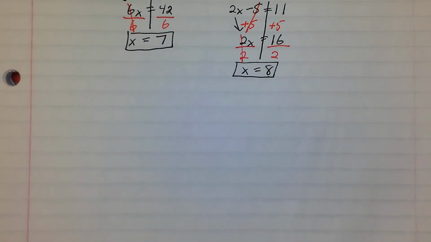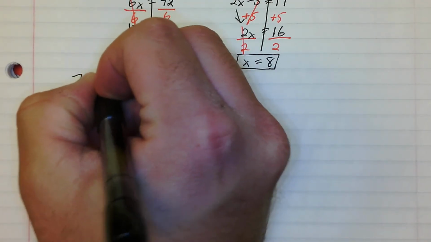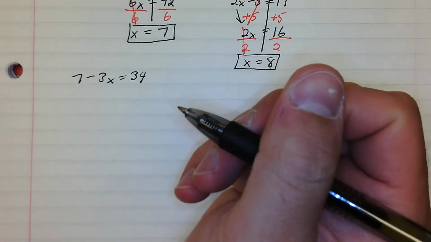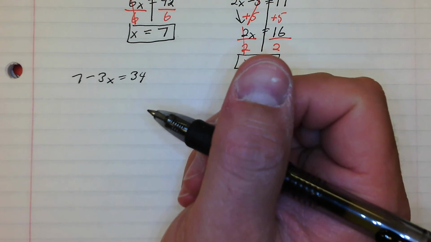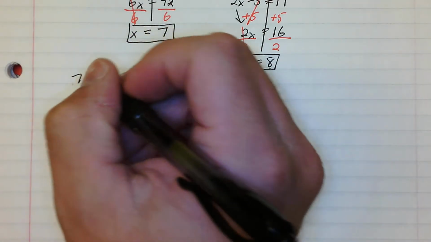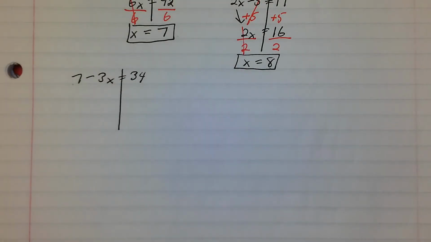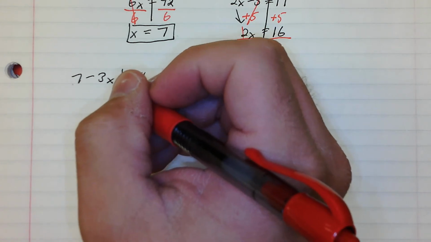Now, working on another one, I have 7 minus 3x equals 34. So, when I want to get rid of this 7 here, we're working with addition and subtraction first because that's what you learned first. It's a lot easier to do that before we start multiplying and dividing stuff.